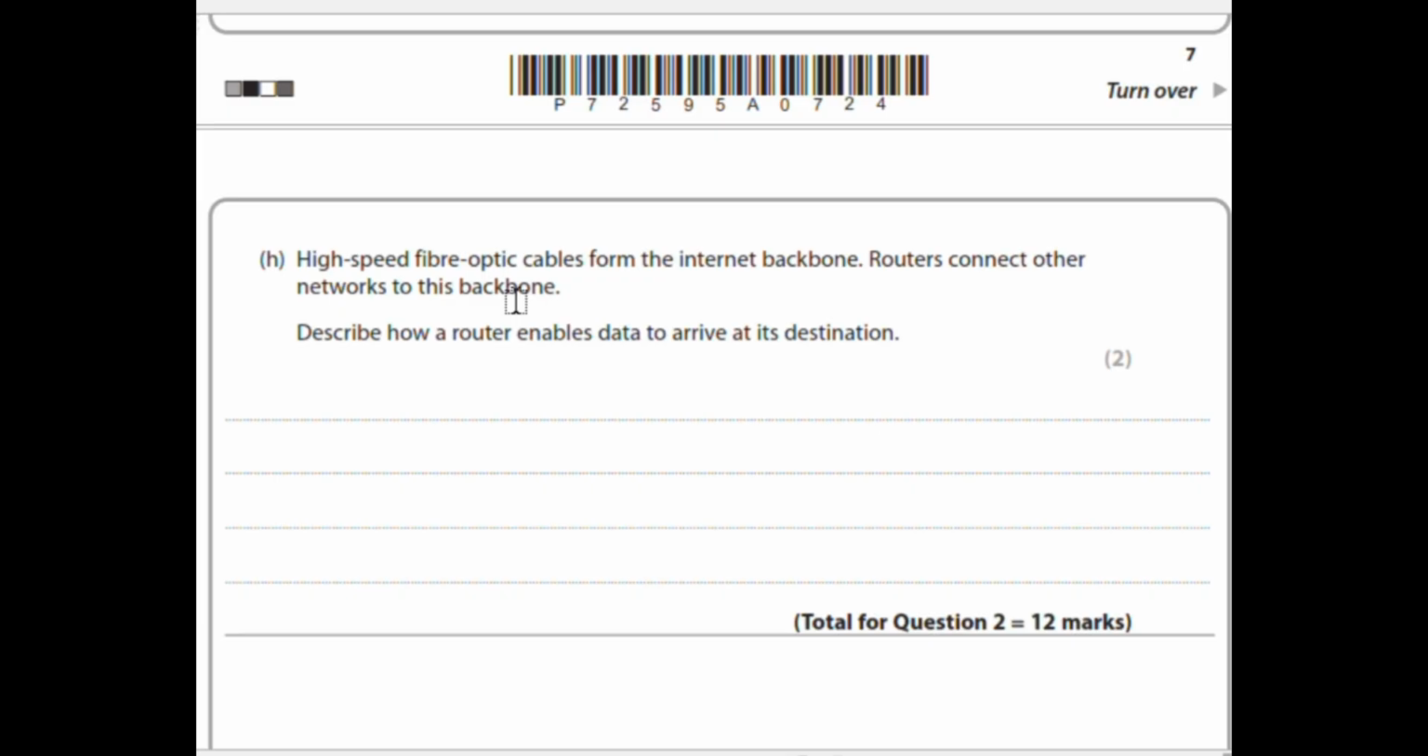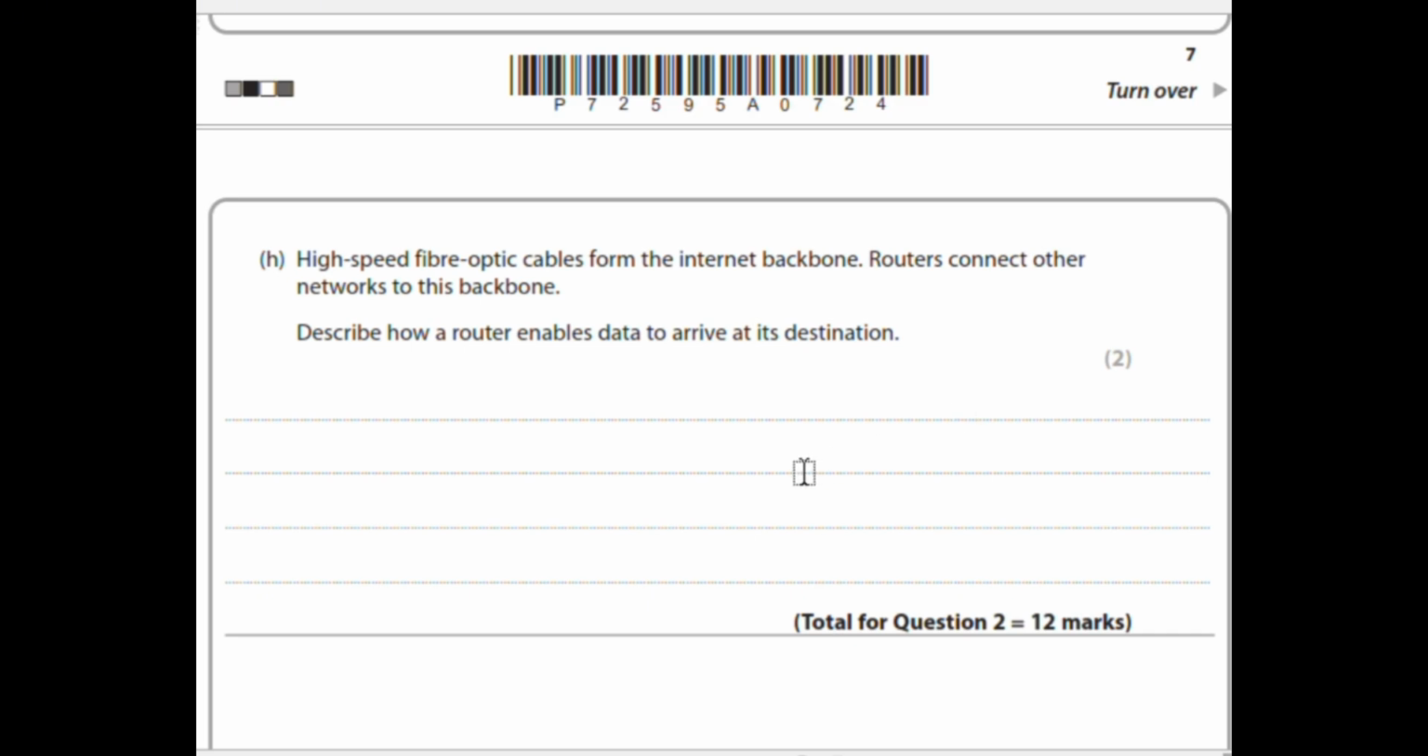So the definition of bandwidth is that the maximum amount of data that can be transmitted per unit time. That is bandwidth. Maximum amount of data that can be transmitted per unit time. It is also measured in bits per second.